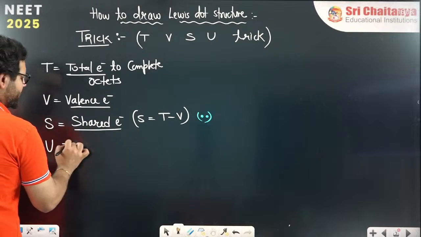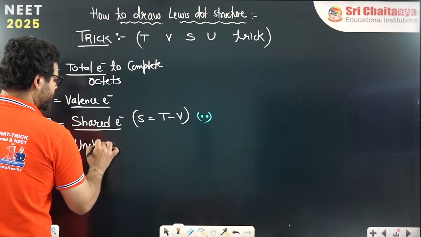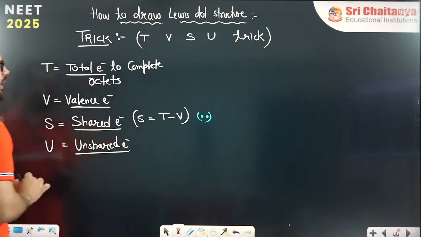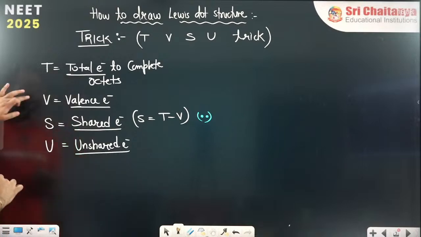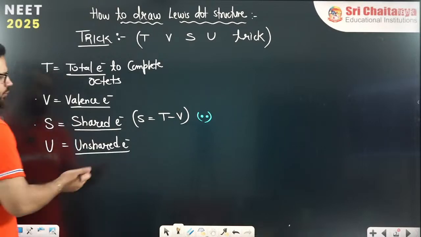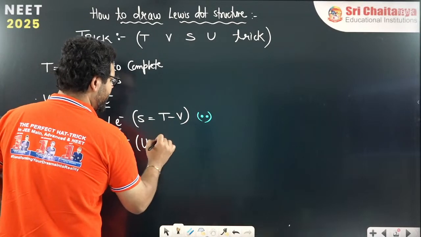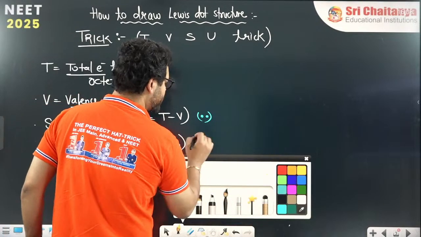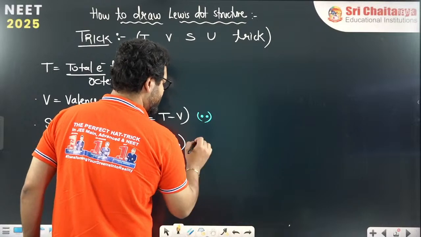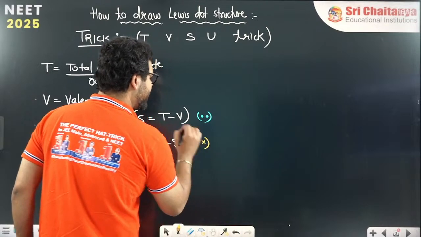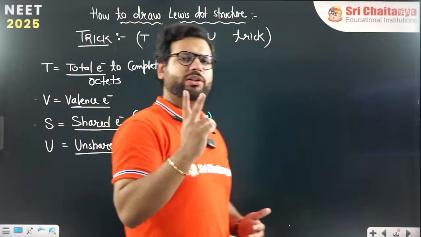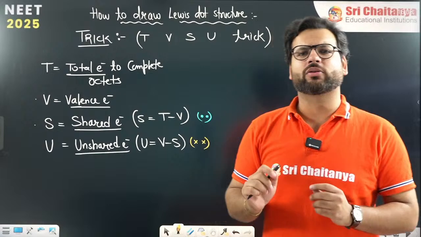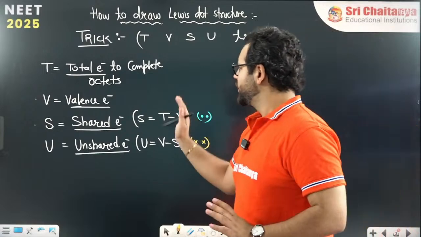TVSU. U means unshared electrons. And when you do second minus third number, you will get U. So U is V minus S. And you will represent unshared electrons by X. Just as a habit, we will represent unshared electrons by X. So when you have 2 unshared electrons, you will show 2 X's. When you have a paired electron, you will show it with the help of dots.